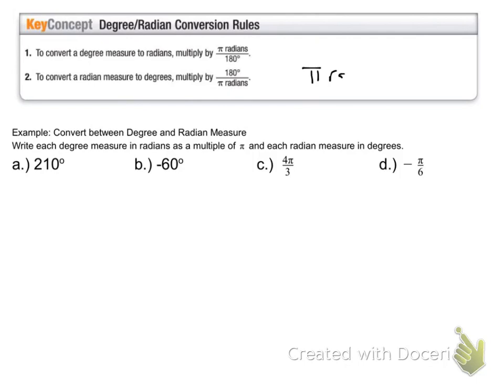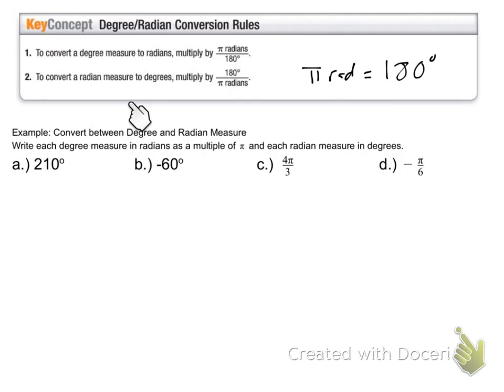Pi radians equals 180 degrees. And if you can remember that conversion, then you can use dimensional analysis. Basically, cancel your units. And that's what it's showing us here. If I want to convert a degree measure to radians, I will multiply by the radians on top, degrees on the bottom. So pi divided by 180. That way your degrees will cancel, leaving you with radians.